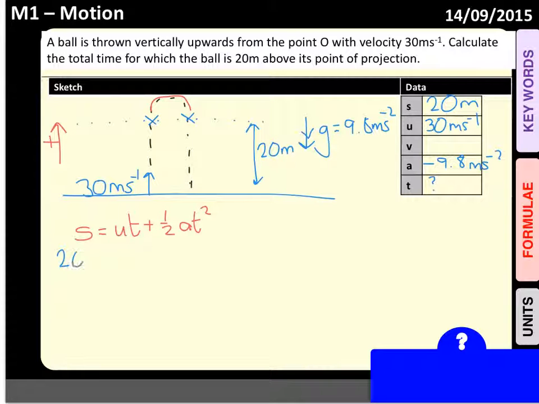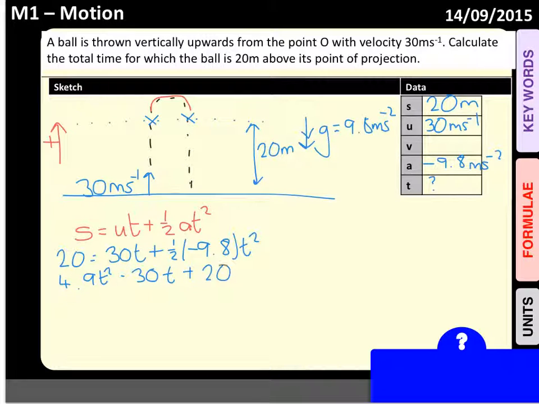Subbing in, 20 equals 30t plus a half minus 9.8 t squared. Okay, again I can spot that t squared term. I'm looking at a quadratic, so I'm going to rearrange and make it equal to 0. So 4.9 t squared minus 30t plus 20 equals 0. And I'm expecting to use my quadratic formula. Hopefully you are starting to remember this formula now.